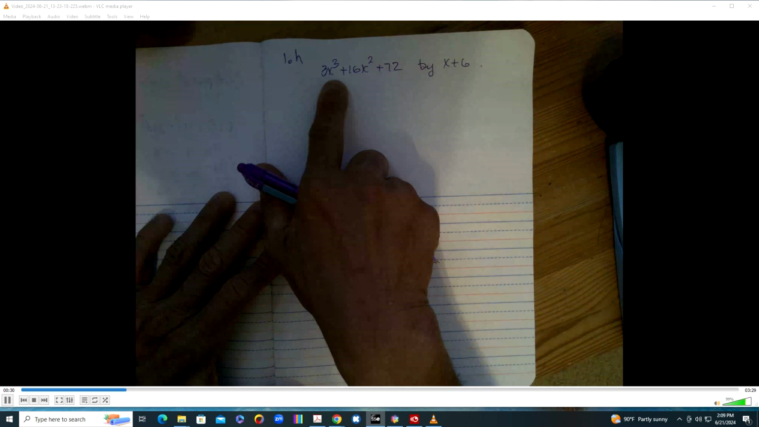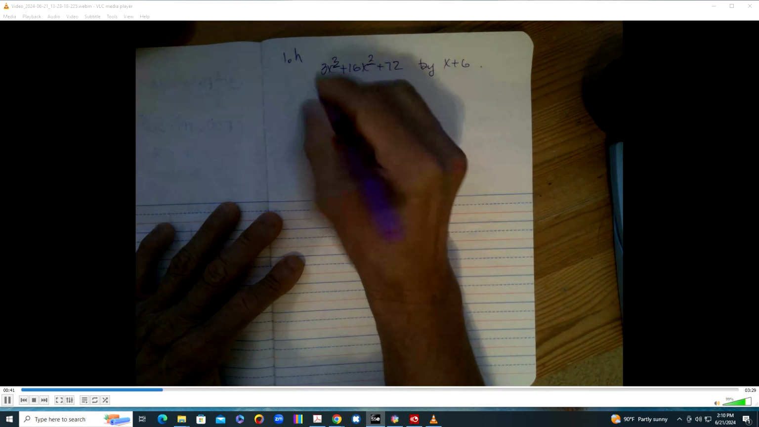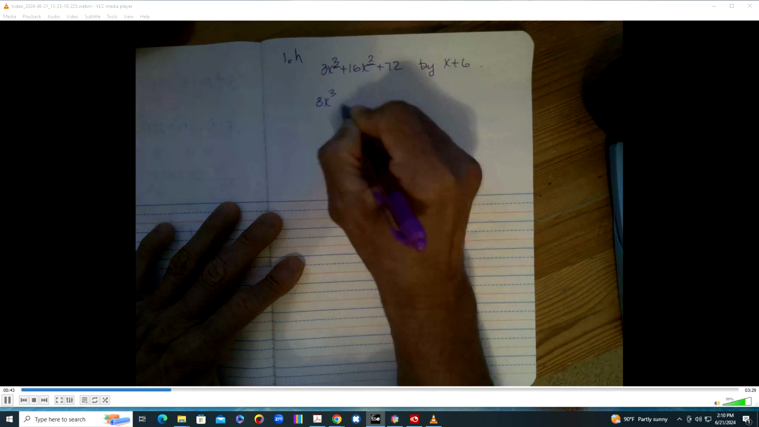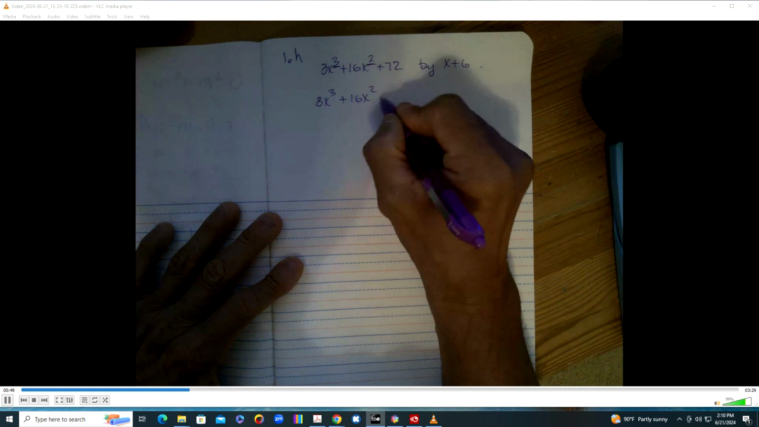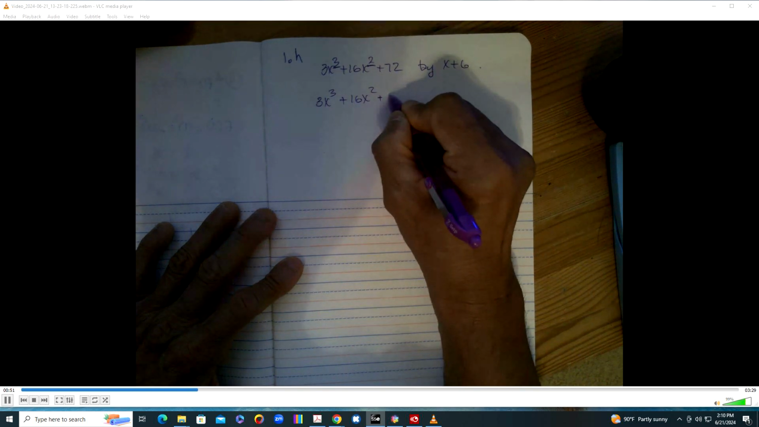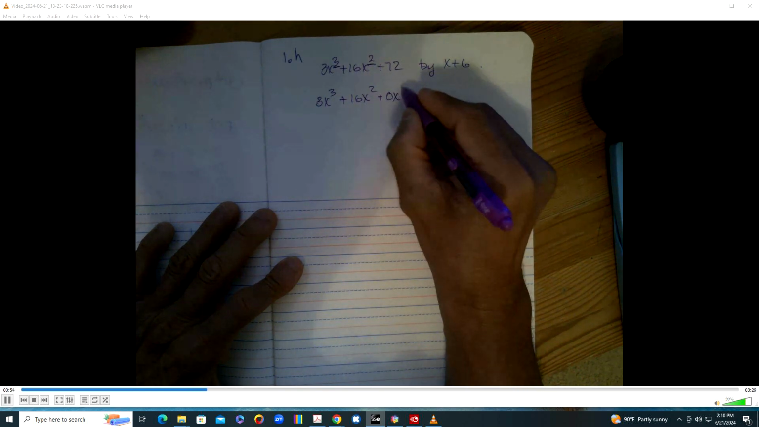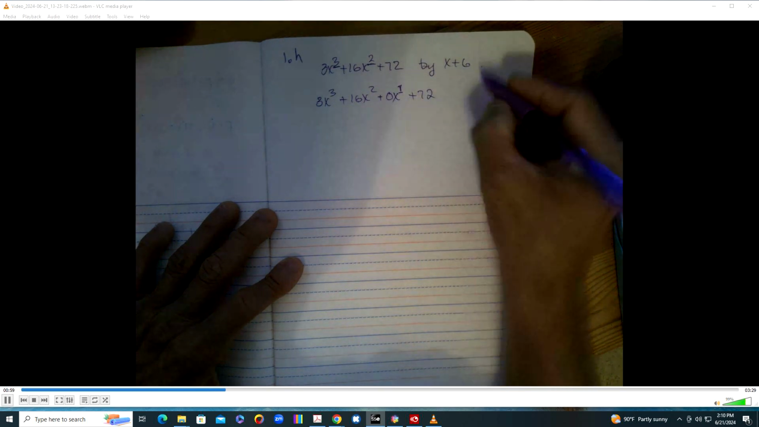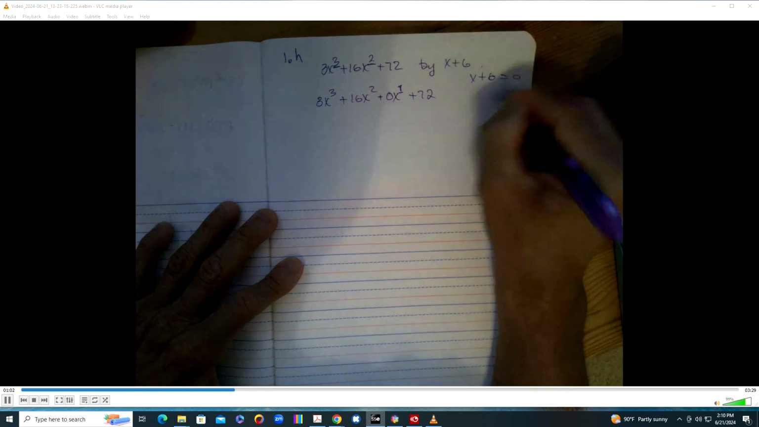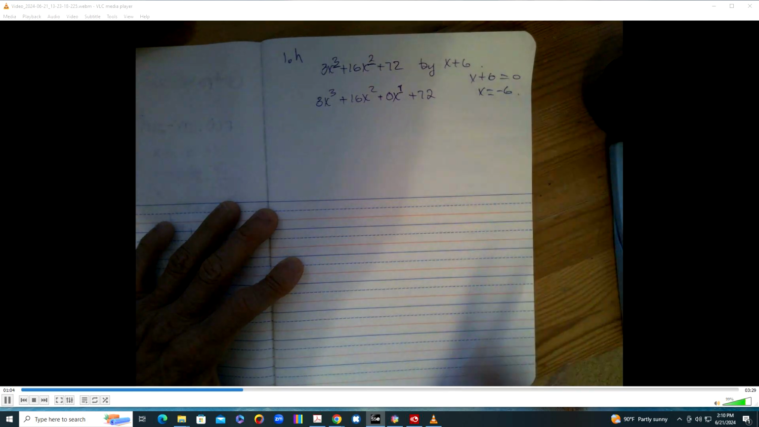Okay, look, in this problem, you have exponent 3, you have exponent 2, but you don't have exponent 1. So to fix this, you have to rewrite it this way: 3x to the third plus 16x squared. Since we don't have the 1, we have to replace it with 0x to the power of 1, right? And plus 72. And over here, it's going to be x plus 6 equals 0, so x equals negative 6. All right.